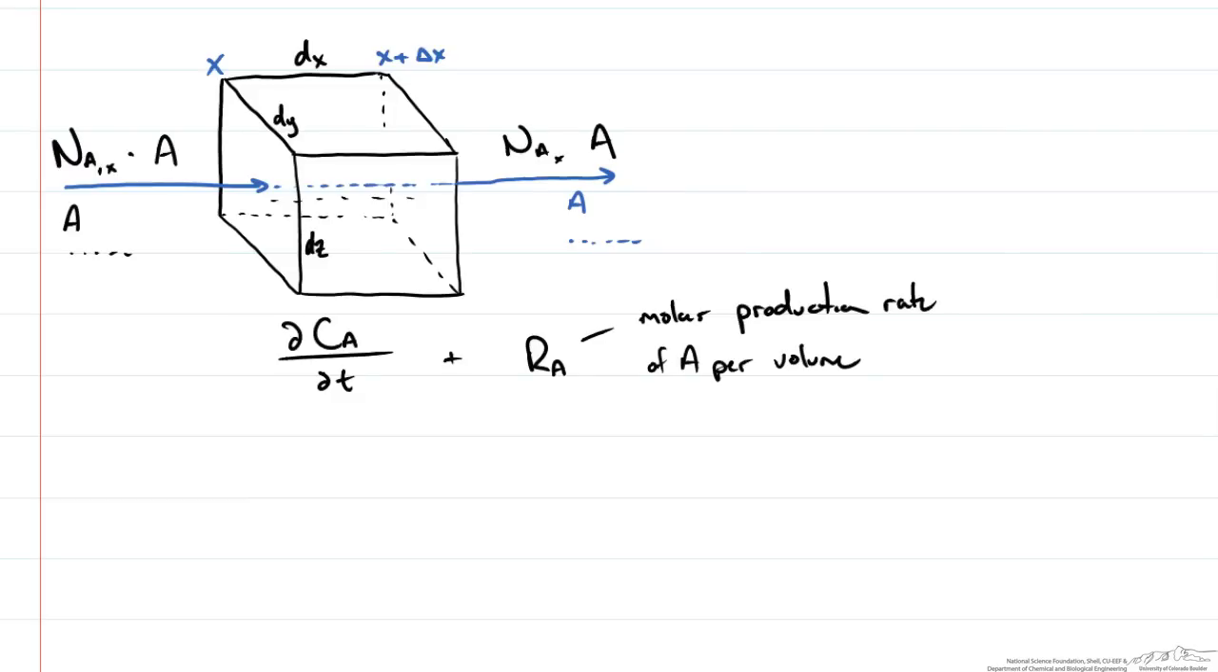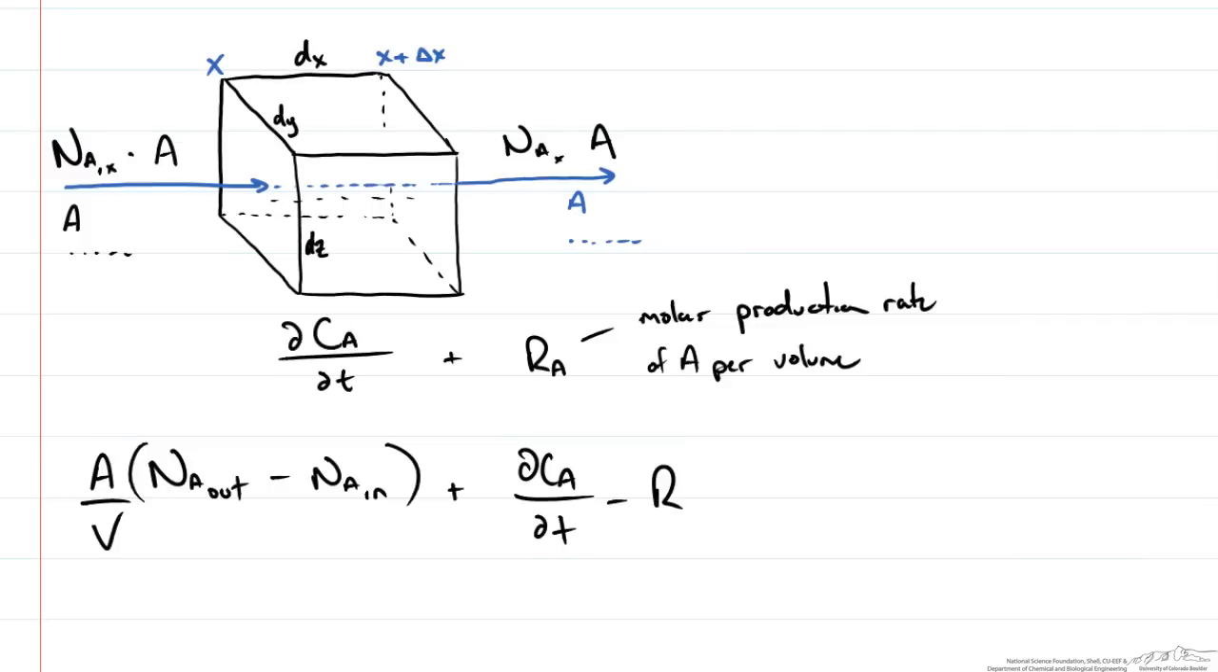But as we said, we were doing this whole thing on a per volume basis. So let me write out what this looks like. We have our flux of A in minus our flux of A out. And recall that we had to rewrite this the other way to make it balance properly. Now if we multiply this by our area and we divide by our volume, then we get the following term. We then can add our accumulation term and subtract out the rate of production of A.